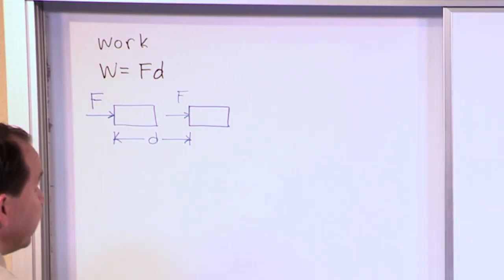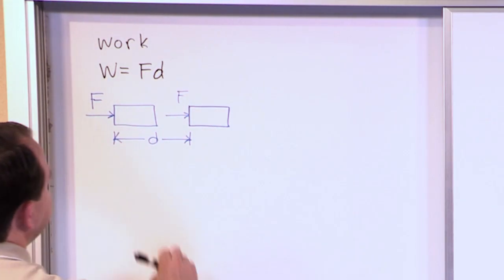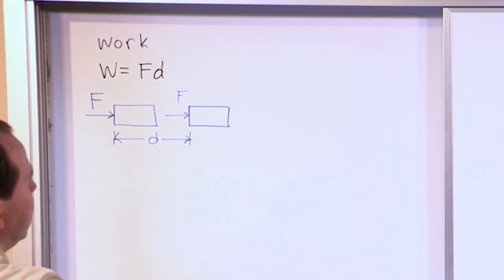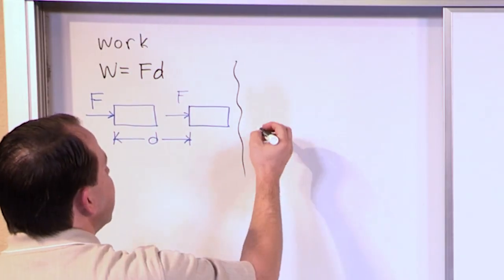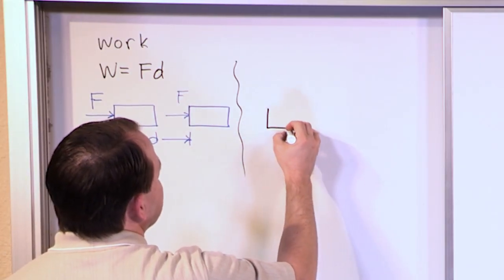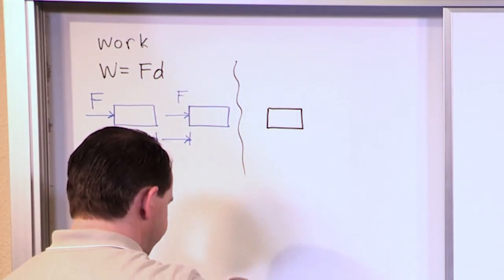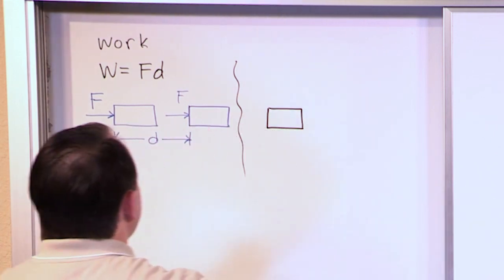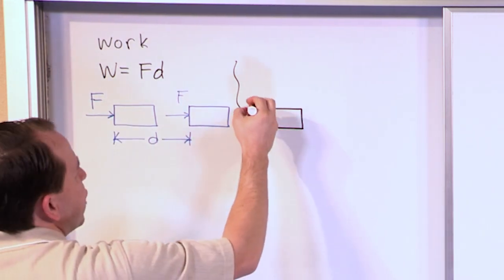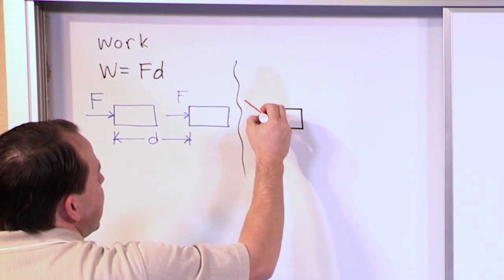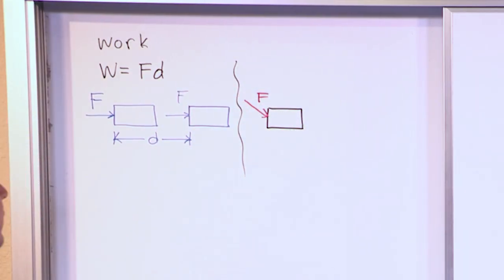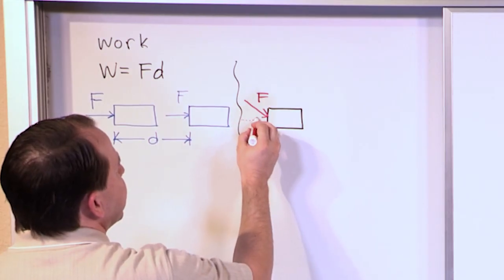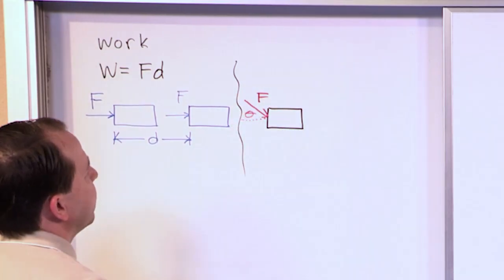Now, for those of you who've taken physics recently, you might realize that this is a simpler definition than we usually talk about in a real physics course, because you could have the situation where you're not actually pushing straight on. You might be pushing down at an angle, and that angle you could define here as angle theta.